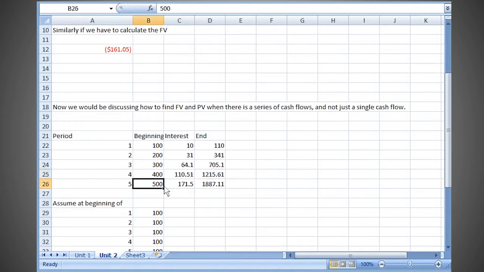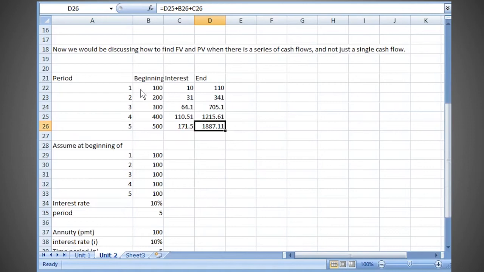Last, we invest 500. 500 plus 1215.61 is equal to 1715. So the interest would be 171.5, 10% of that. So the total is 1887. Here we see at regular intervals amounts are invested. So starting with 100 rupees and ending at 500, we see a total of 1887.11, which is the future value.